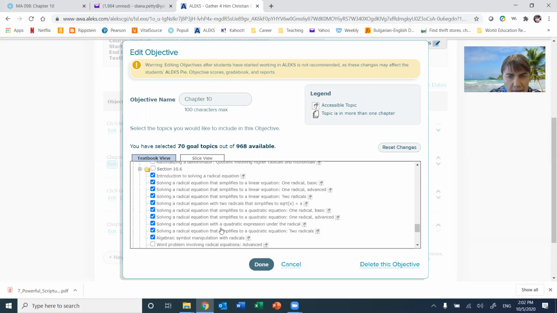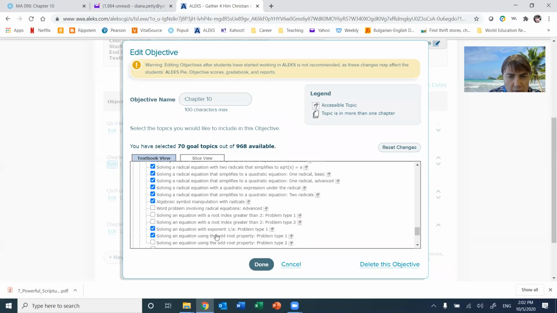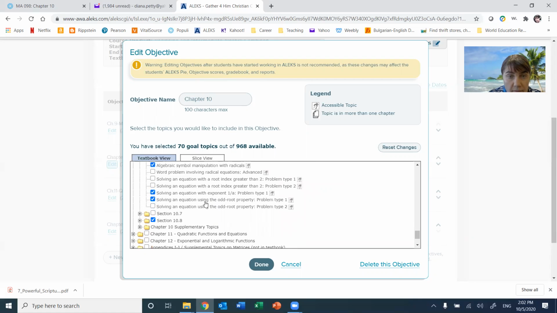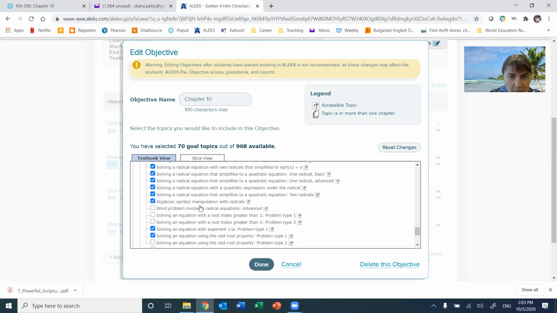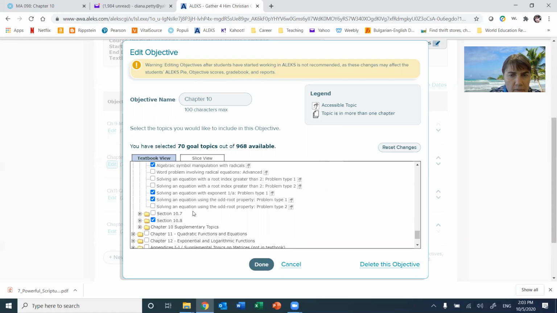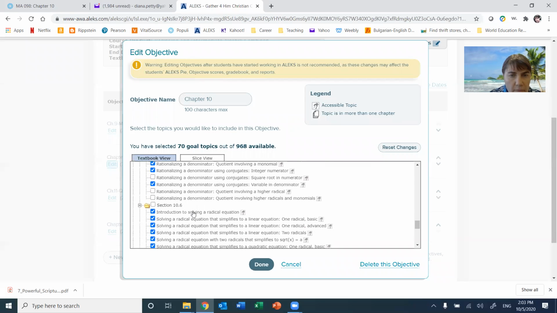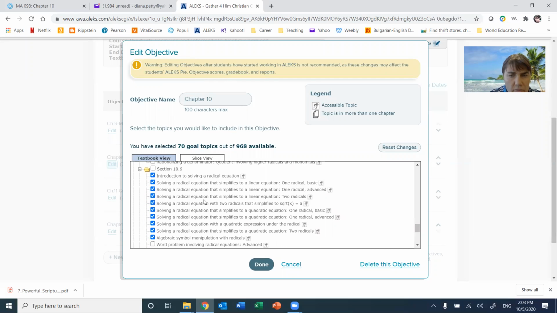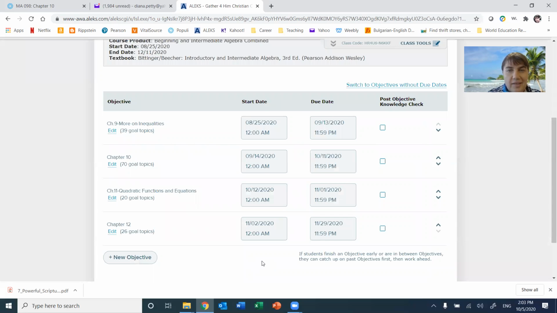Solving radical equations with quadratic expression of the radical, simple radicals, quadratic and word problems, odd root. I think we have them all. I think the only one which is not here is the odd property. I didn't do the odd property. They are here, so I'm teaching you. Oh yes, okay, they're here. Good. This is the hard class.